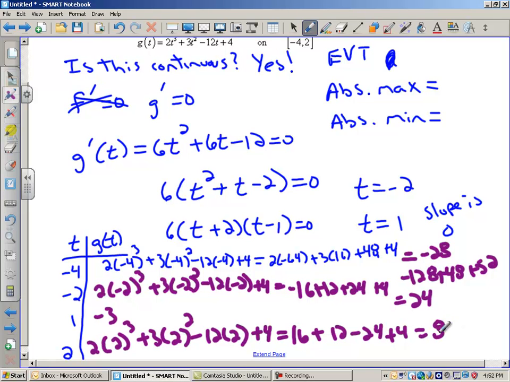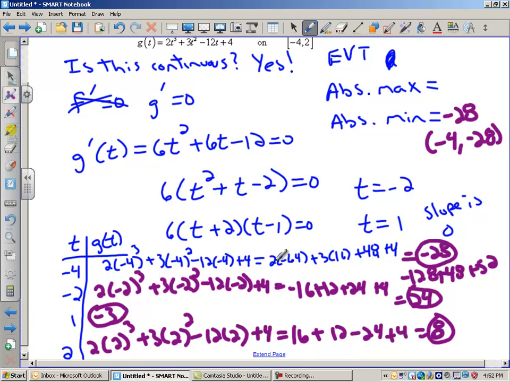So let's take a look at these y values. What was the smallest y value here? Well, I have -28, I have 24, I have -3, and I have 8. The smallest y value was -28, and it happened at an endpoint. So the absolute minimum is -28, and I can even give that as an ordered pair, -4, -28.